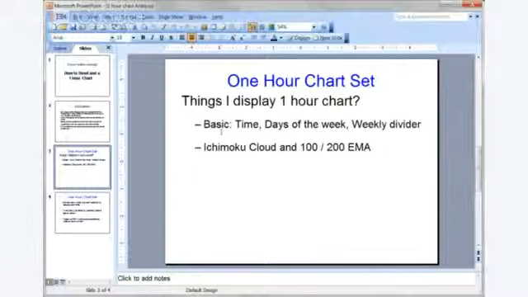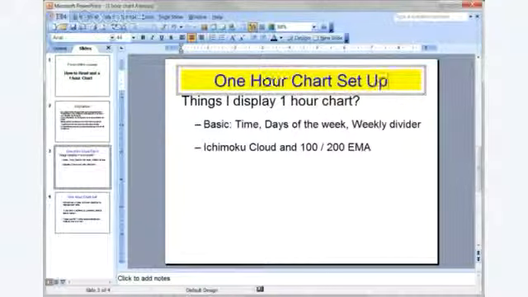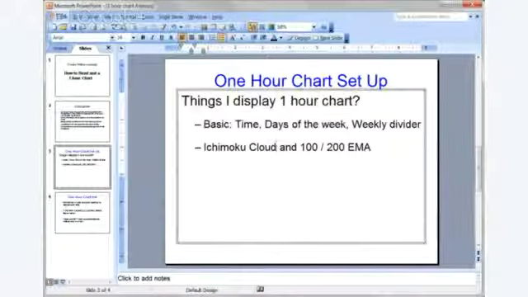So in this video, I'm going to try to stay focused, and I only want to talk about the 1 hour chart setup. And what are the things I keep on my 1 hour chart? The basic things is I show the time, days of the week, and a weekly divider. In terms of indicator, I will throw on only the Ichimoku cloud and the 100 and 200 EMA.